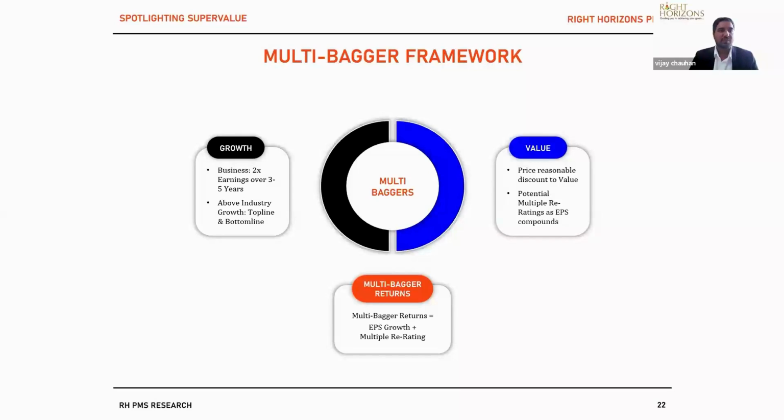So these are the two sources of risk that we look at while we study the business model. The second leg covers the valuation. So we typically don't buy a company which is overvalued. We'll always look for a business which is trading below its fair value.